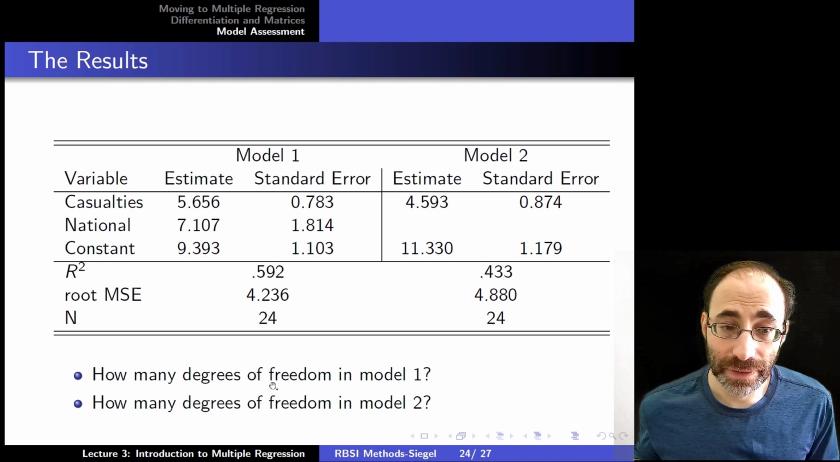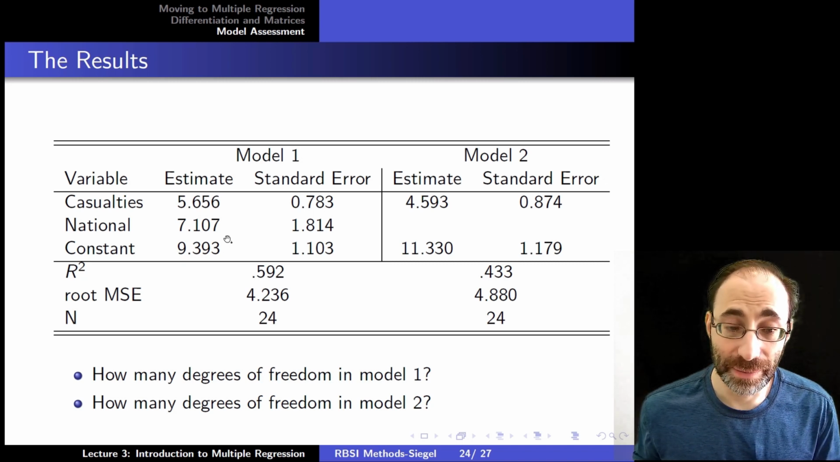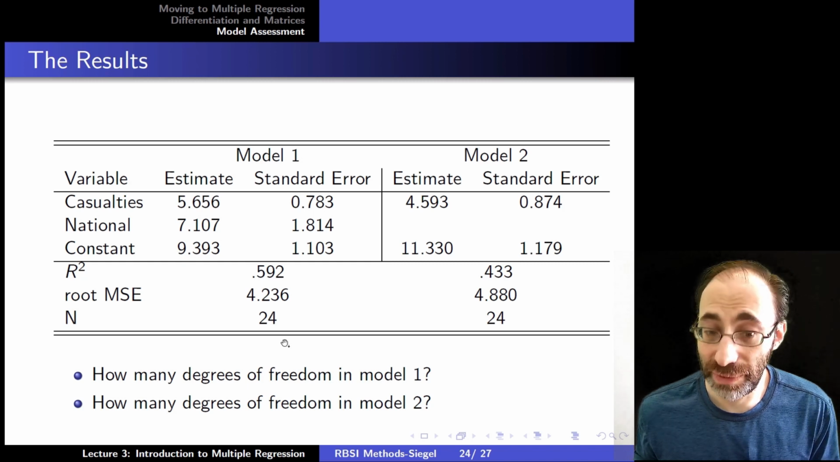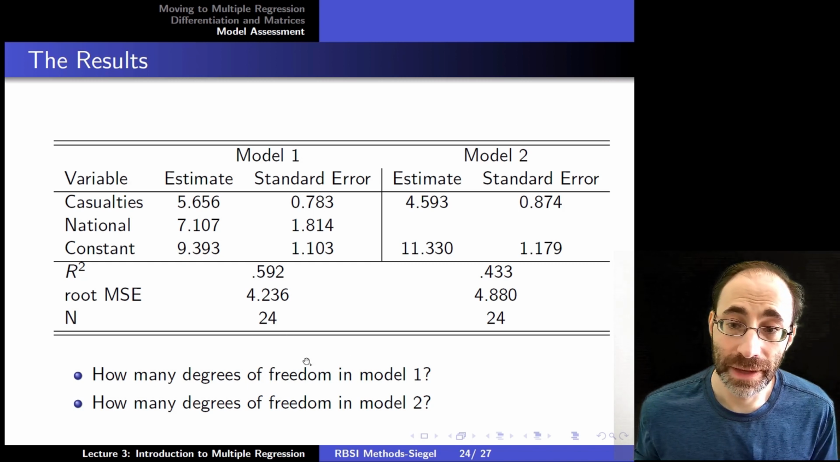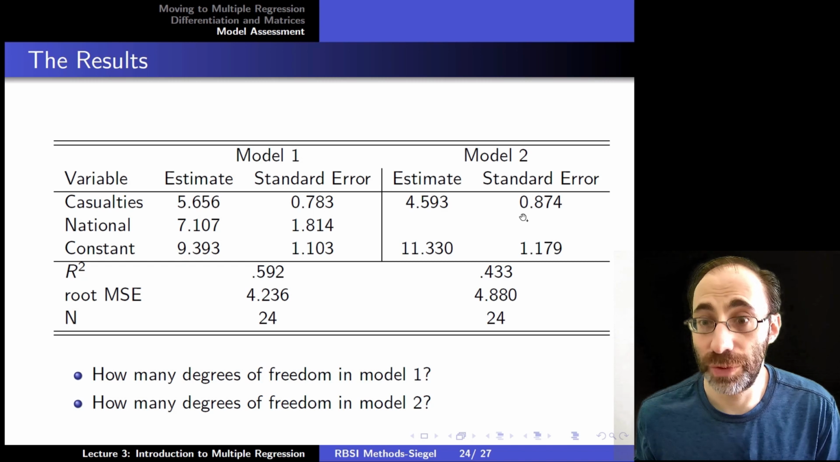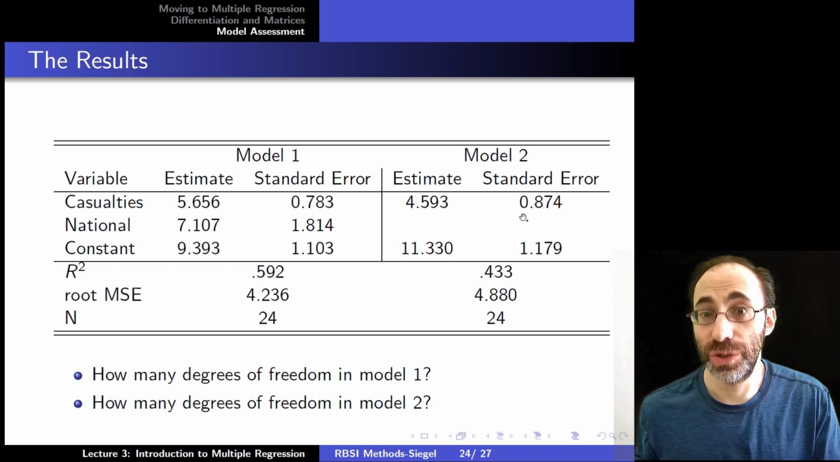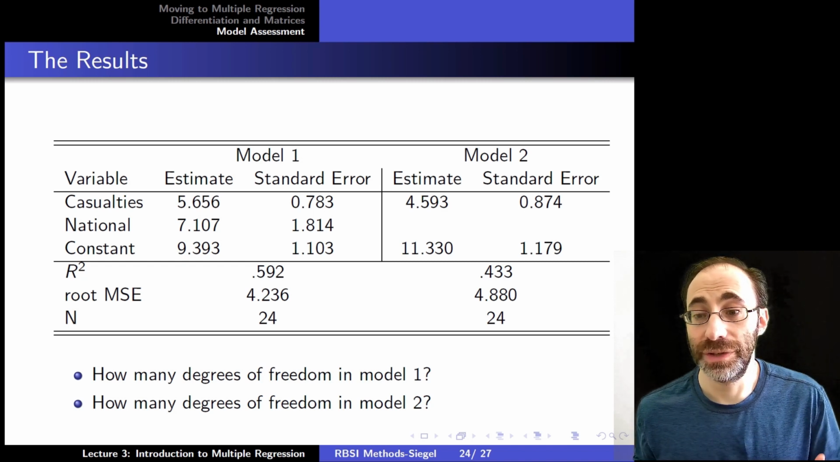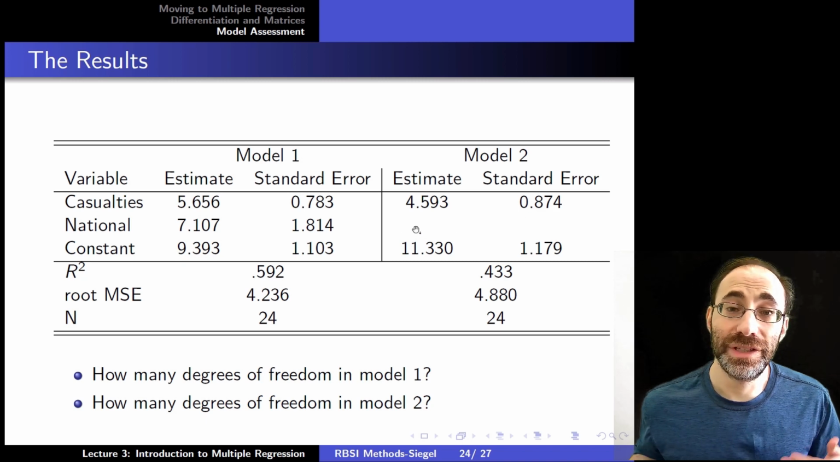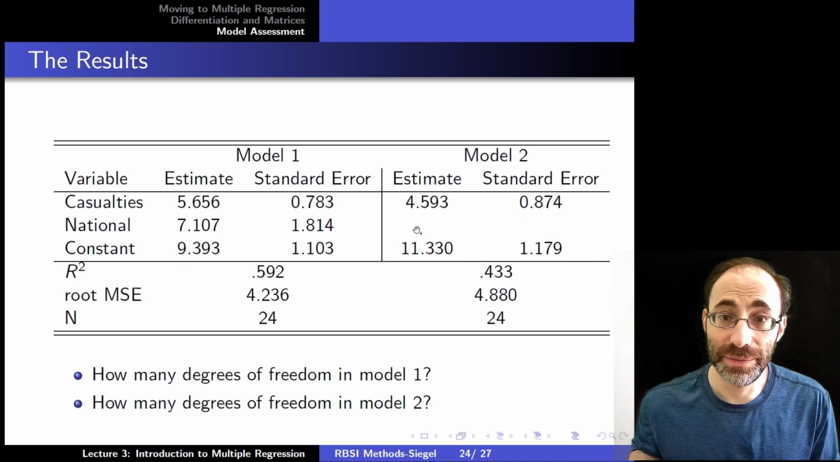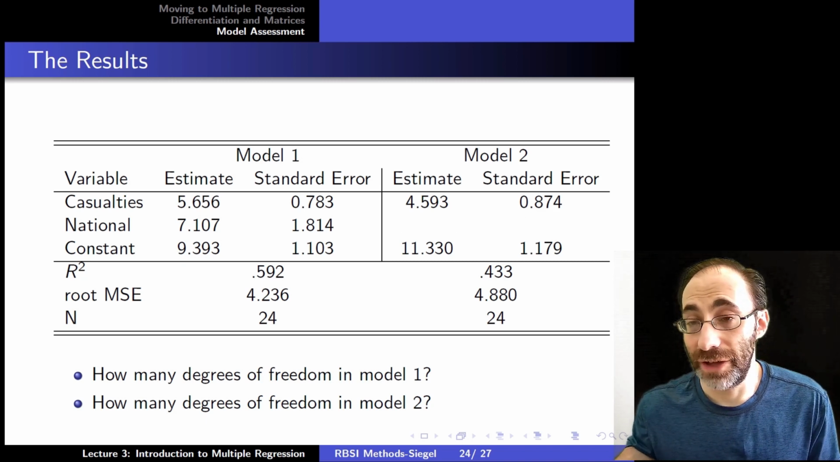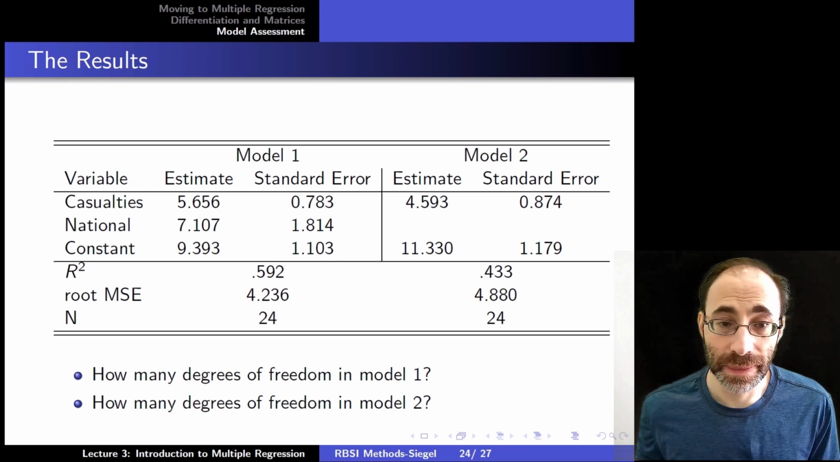In the first model, we have three parameters. So we have n-3 degrees of freedom, which is 21. In the second model, we have two parameters. So we have n-2 degrees of freedom, or 22. So it'll be different critical values we have to overcome to reject the null hypothesis in each case.